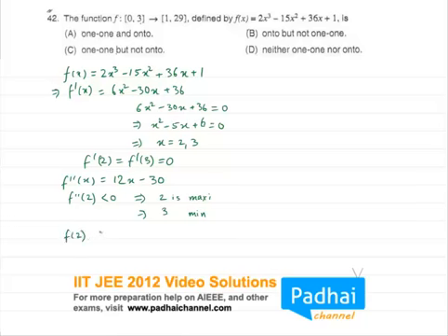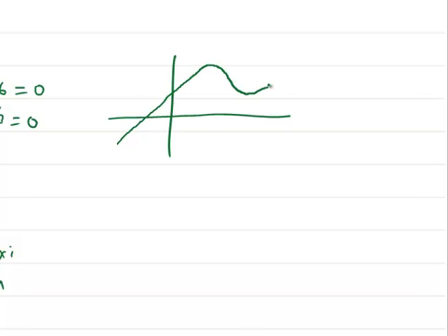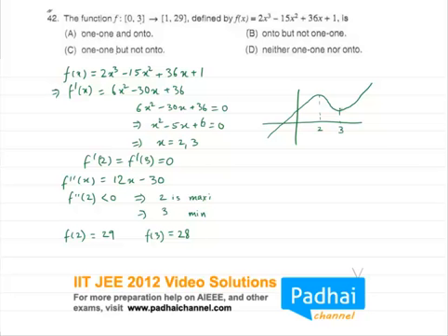So what will be the value at 2? If we calculate f(2), this will come out to be 29. We just need to put x = 2 in this equation and we'll get the value 29. Similarly, if I do f(3), this will come out to be 28. So if I have to plot the graph of this function, the graph will be something of this sort. It will be a cubic function where this value will correspond to 2 and this value will correspond to 3. So this will become local maxima and this will become local minima.